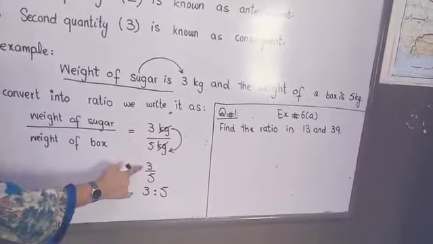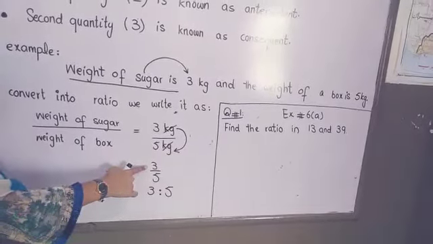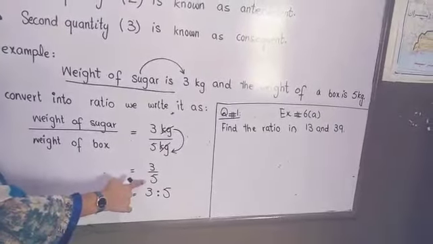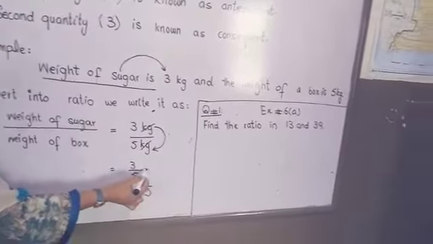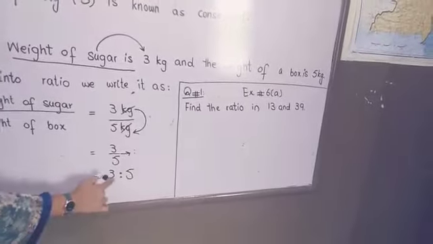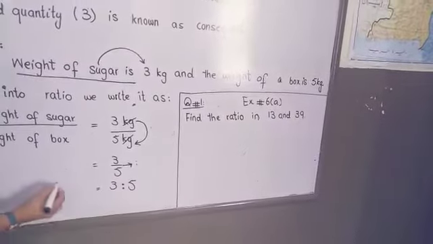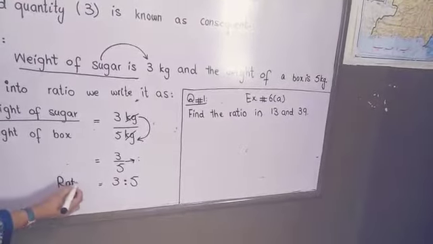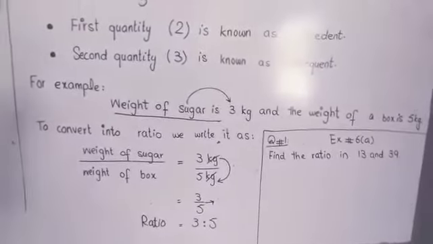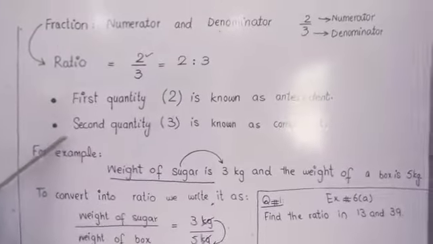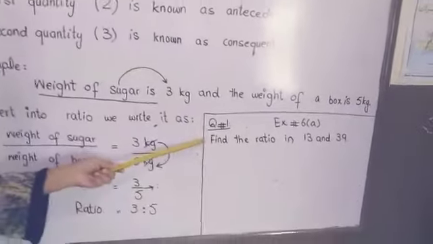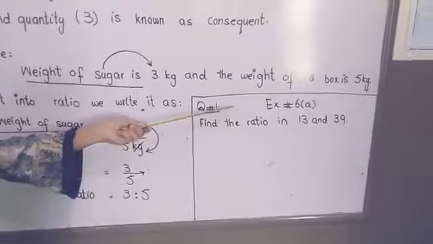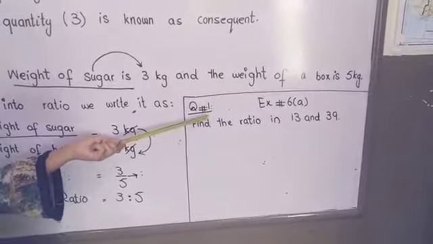As 3 is the first quantity, it is antecedent, and 5 is the second quantity, it is consequent, so we can convert it into ratio, and 3 ratio 5 is in the ratio form. This is the concept of ratio and fraction. This is also the comparison of ratio and fraction. And next to this, we have to solve exercise number 6a, question number 1.